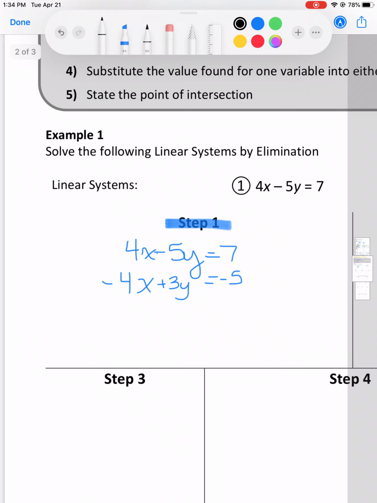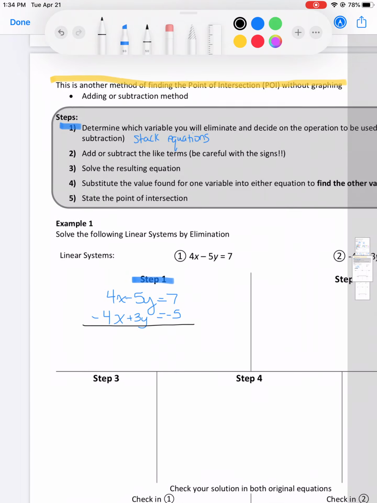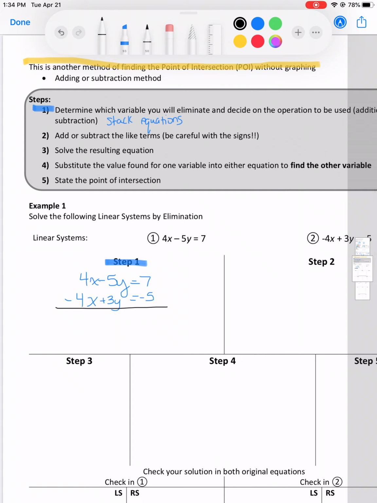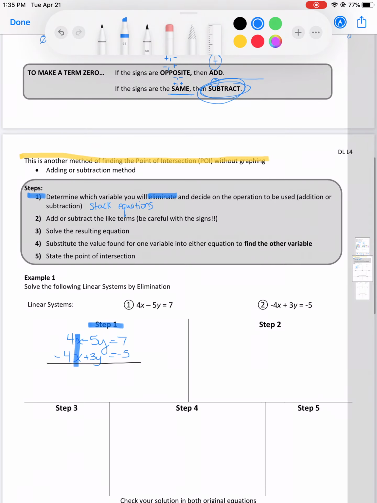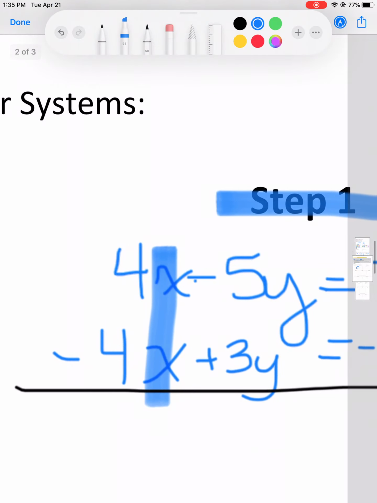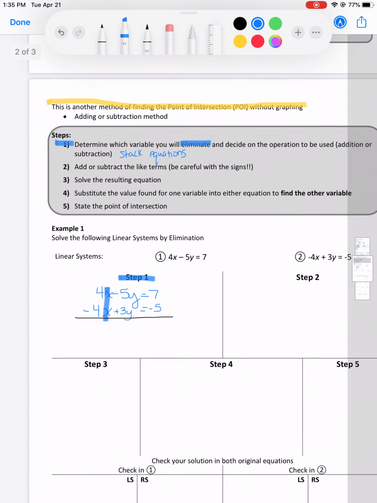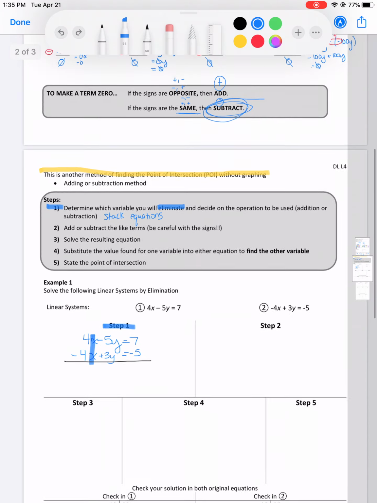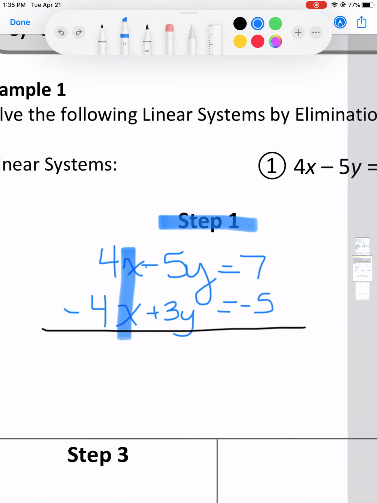Alrighty, so let's do this. So it says determine which variable you're going to eliminate. Which variable are we going to eliminate? I hope you said your x's. You're right, because the 4's are the same. Good. And then, are we going to add these or are we going to subtract these? Well, the signs are different. Okay, we have positive 4x and negative 4x. The signs are different, or the opposite, so we add them. Okay?